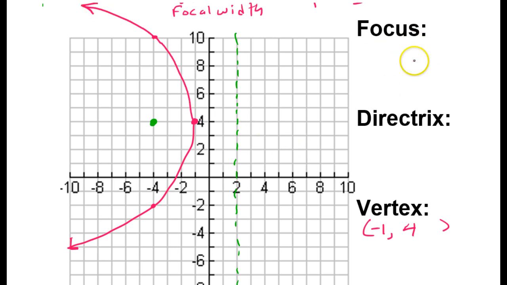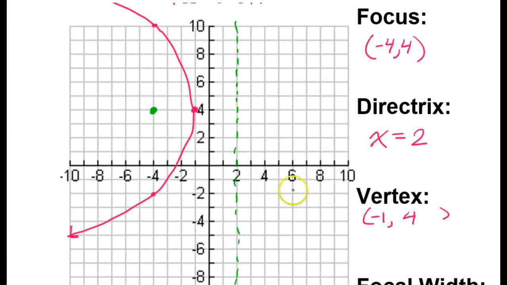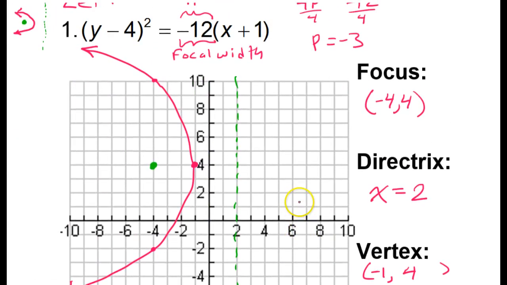Okay, let's go and fill in the rest of this information. The focus is right here at -4, 4. The directrix is right here. A vertical line is always going to be x equals something. In this case, x equals 2. If it had been a horizontal line, I would have put y equals something. And we already did the focal width. So that is it for problem number 1.